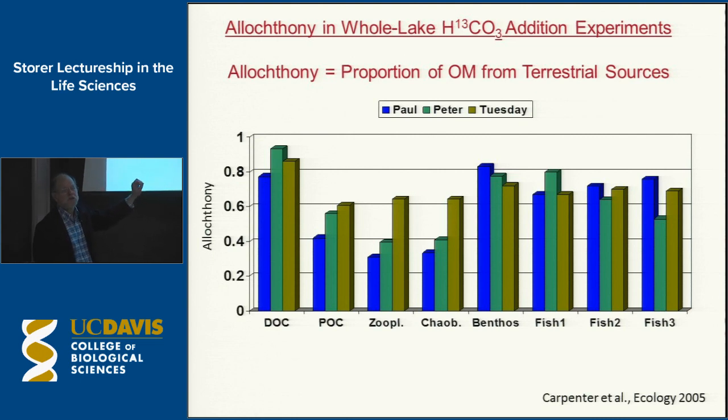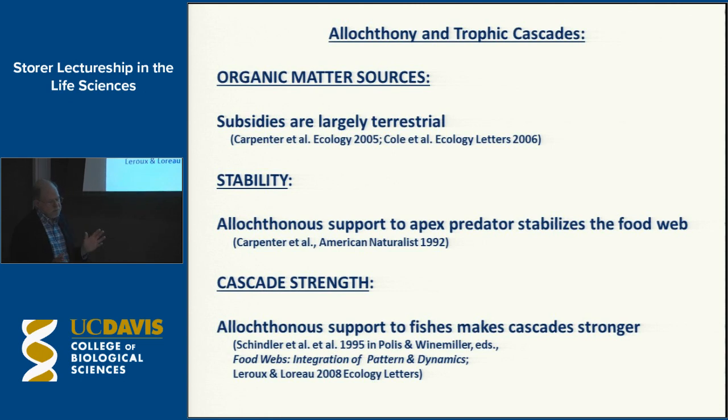So in these experiments, you add carbon-13 in inorganic form. It labels up the phytoplankton and the periphyton. Then you get a very strong contrast in carbon-13 signal between the aquatic primary production and the terrestrial primary production, and you can infer the contributions. And my point here is that allochthony, the terrestrial contribution, is substantial for all of these consumers in these experimental lakes.